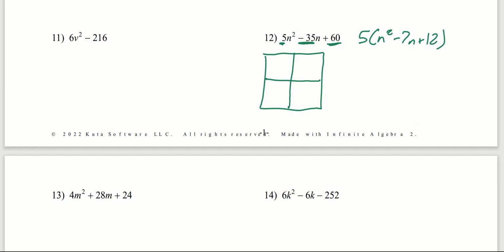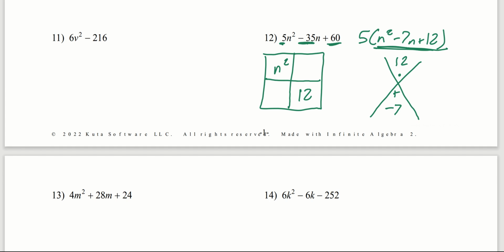Instead of plugging 5n squared into this top left box, now I'm just focusing on what's in the parentheses, and I would just plug in n squared in the top left box. I'd plug 12 in the bottom right. We'd go ahead and set up the x method. These two things are going to multiply to a times c, so 1 times 12, which is 12. These are going to add up to the middle term, b, which is -7.